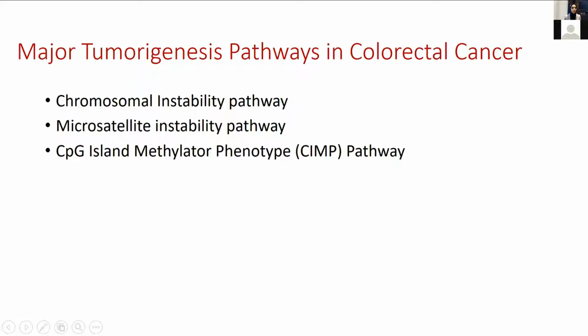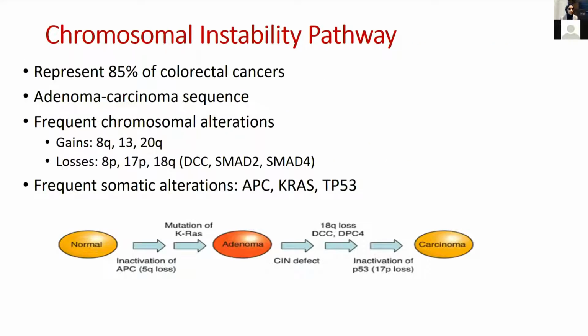So there are three major tumorigenesis pathways in colorectal cancer. These include the chromosomal instability pathway, the microsatellite instability pathway, and the CpG island methylator phenotype pathway. The first pathway we're going to talk about is the chromosomal instability pathway. This pathway represents 85% of colorectal cancer, has been classically described as the adenoma-carcinoma sequence, and it was proposed in the 90s by Vogelstein and Fearon.